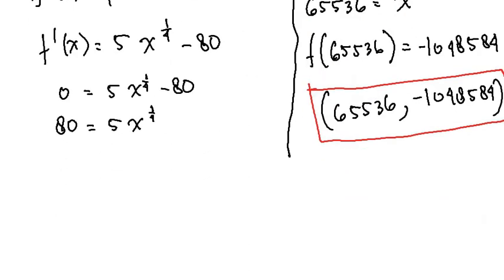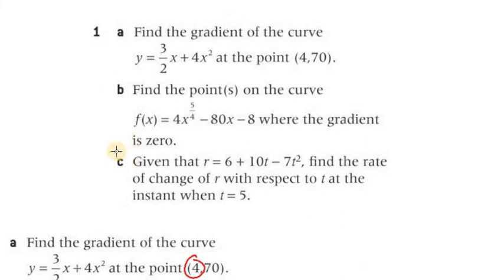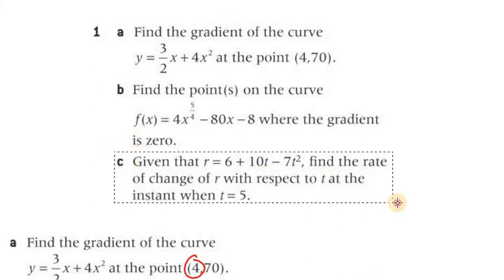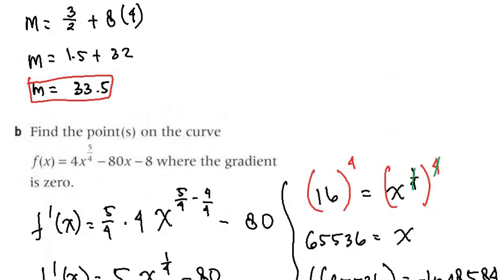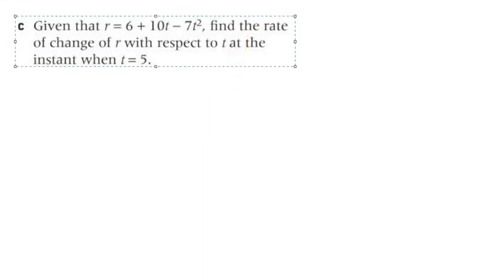Okay, move on to question C. Question number C. For C, okay, we copy this, paste this. So for C, given that R equals 6 plus 10t minus 7t squared, find the rate of change of R with respect to t at the instant when t equals 5.